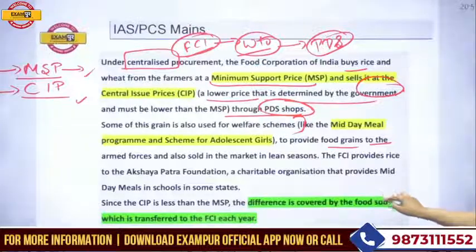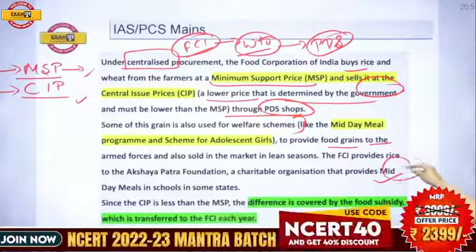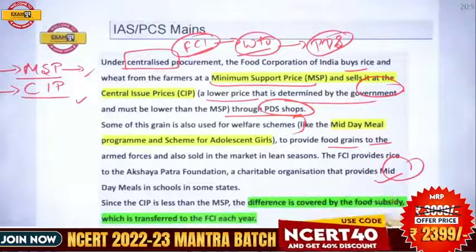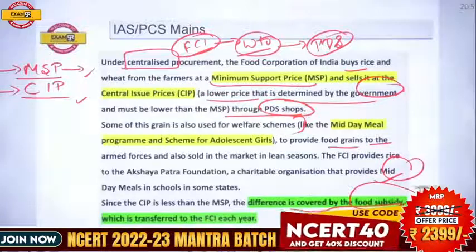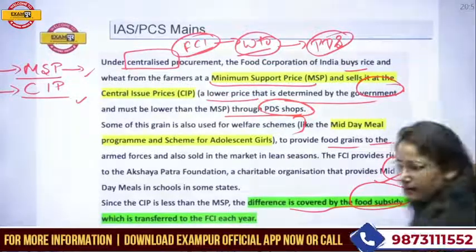These are the foundation providing the helping hand for the midday meals. CIP is less than MSP. This difference is covered by the food subsidies, which is transferred to FCI each year.